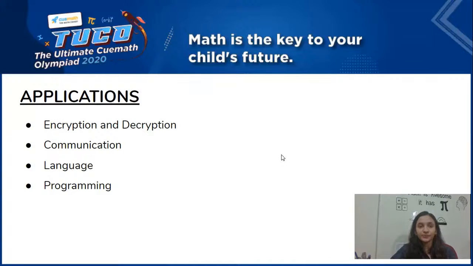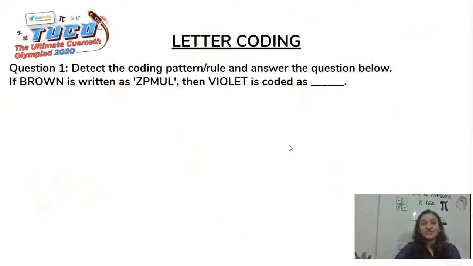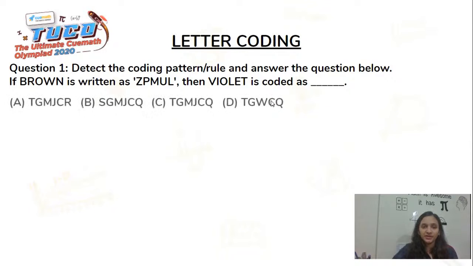I've given you one concept so that you can understand where exactly and majorly coding and decoding is applied. So we start here with the first one, which is letter coding. The question says, detect the coding pattern or rule and answer the question below. If brown is written as ZPMUL, then violet is coded as what? There is a certain rule behind coding brown as ZPMUL. We first have to detect the rule applied here, and then apply the same rule on violet to code it. Now let's see what the options are.